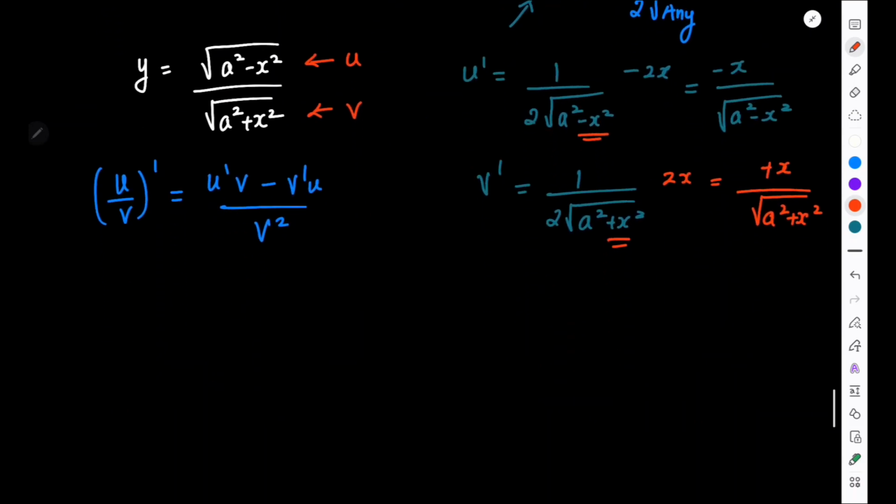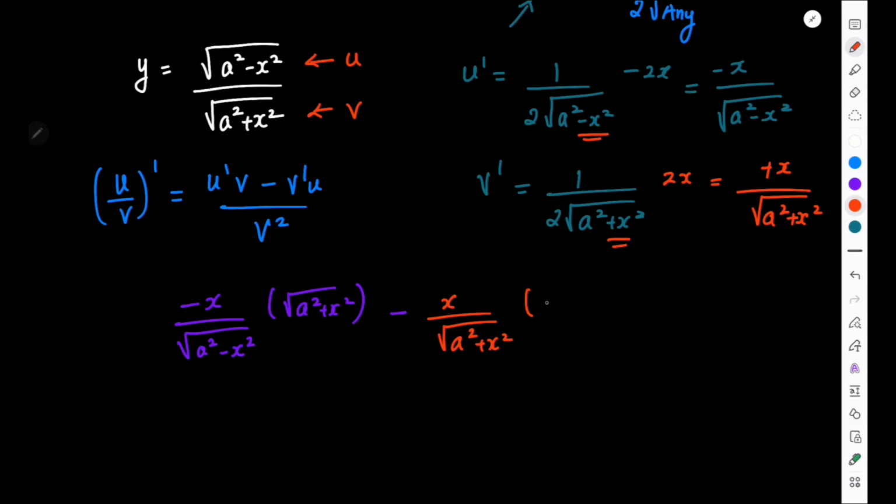Now simply you have to substitute in this u by v differentiation. Okay, so u dash becomes minus x divided by root of a square minus x square, into v, which is nothing but root of a square plus x square. Okay, then you have minus over here. Then what is v dash? x divided by root of a square plus x square, into u, which is nothing but root of a square minus x square. Now if you square v, what do you get for v square? You get a square plus x square. The square root will go, right?